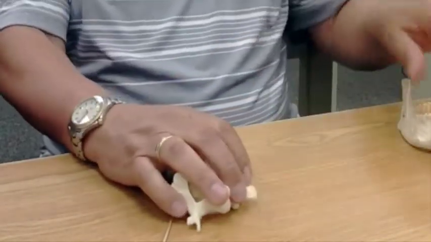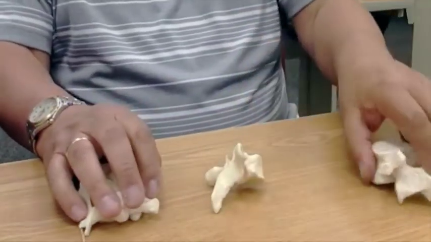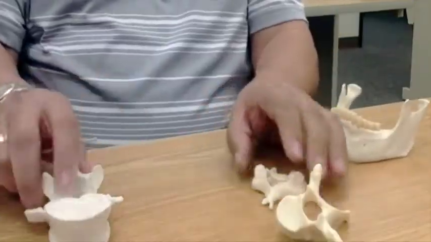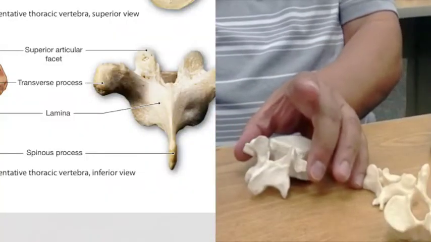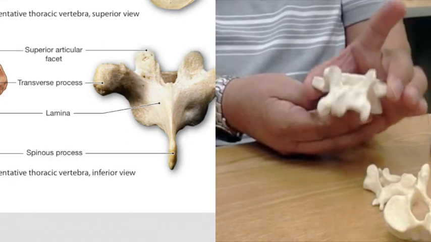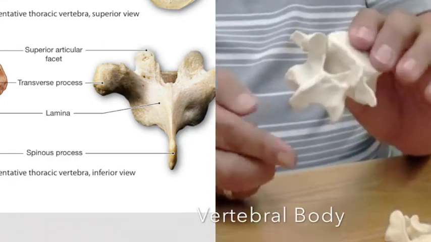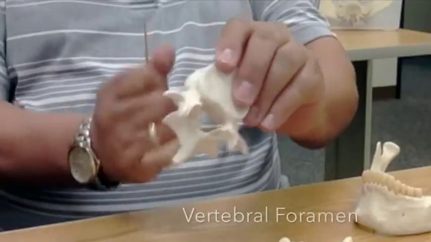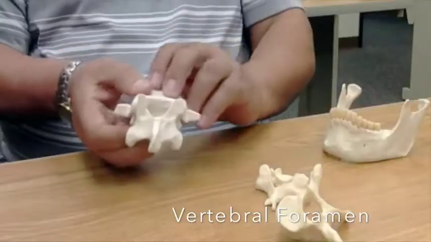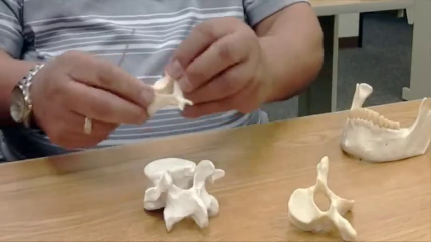Then we have thoracic vertebrae. Then we have lumbar vertebrae. All of them, if I pick it up this way, this is my transverse process right here. This is my spinous process. This is the body, and this is the vertebral foramen right there. What you got to remember is the body gets bigger as I go down.